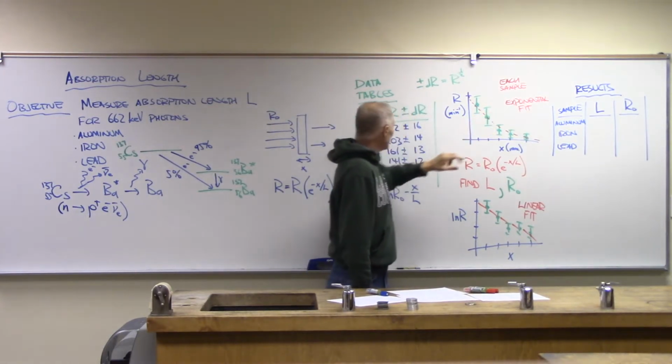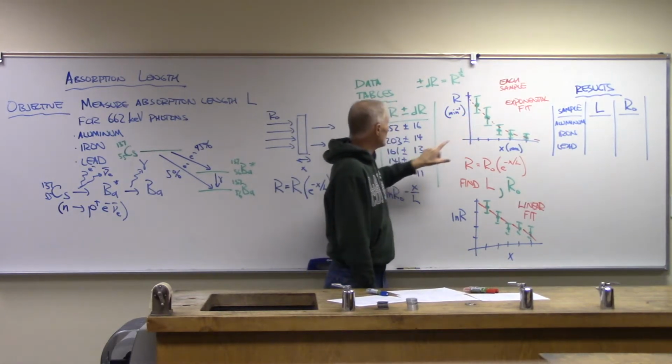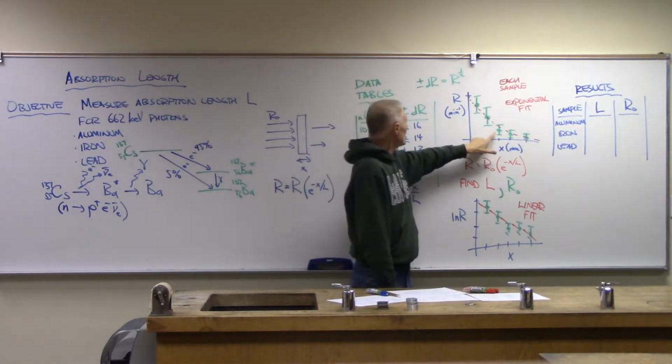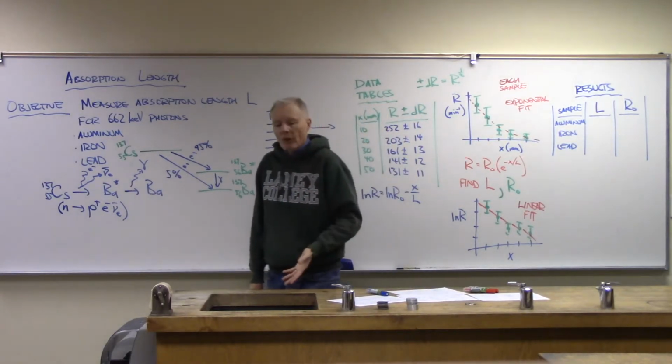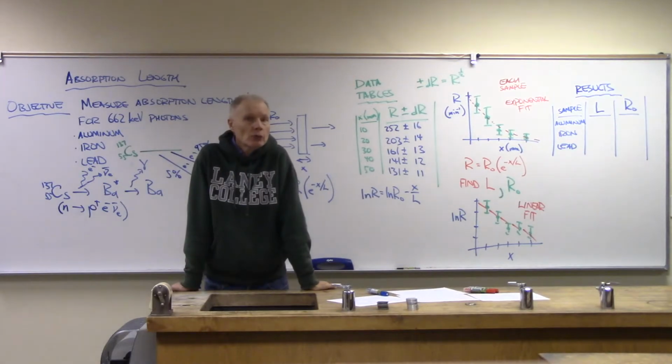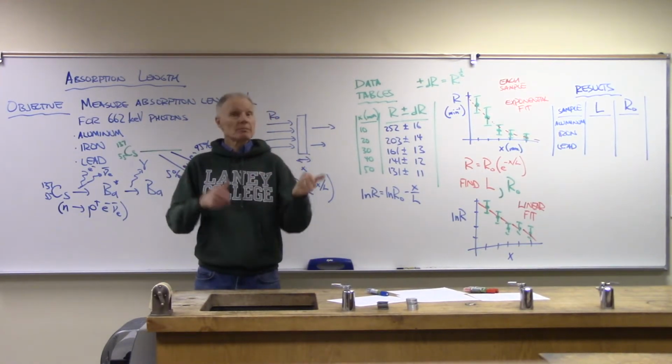So I want to make sure that the error bar is representing plus or minus 16. And then for the next data set, this is at 203. The error bars on this one are going to be plus or minus 14, plus or minus 13, plus or minus 12.